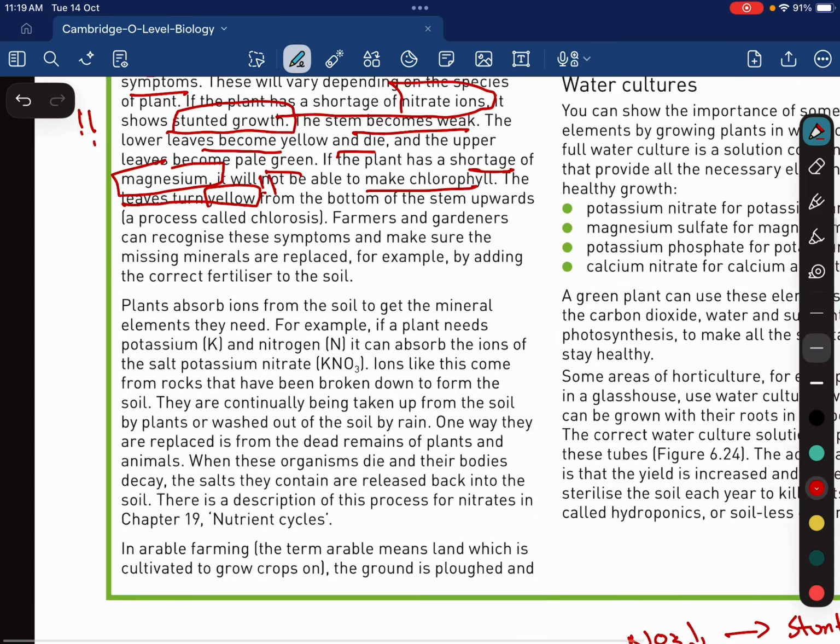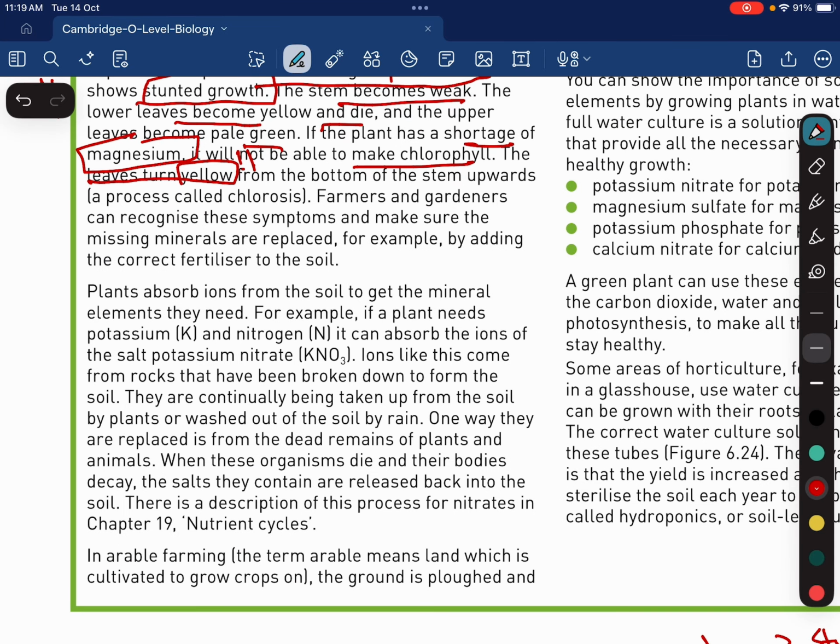Other than this, all the other things they have told here is a little extra. लेकिन जैसे यहाँ हो गया, plants absorb ions from the soil to get mineral elements. We already know that. For example, if plant needs potassium and nitrogen, it can absorb the ions like potassium nitrate.